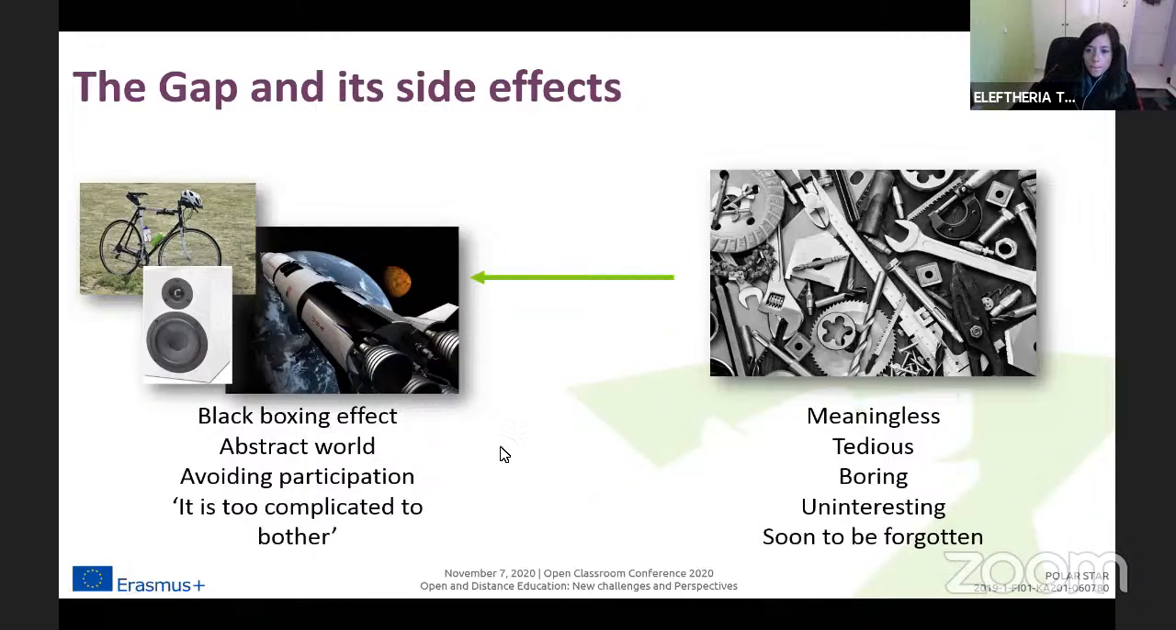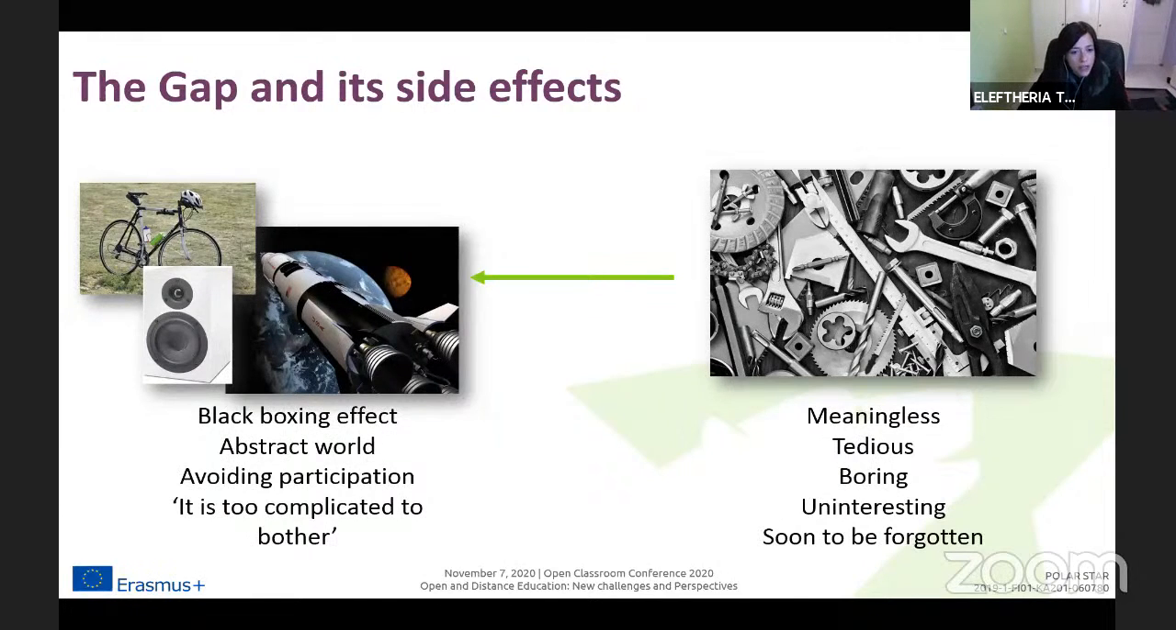So the problem is that how do we get from the standalone tools to the things that we make with these tools? And what happens is, because of this gap, the side effect is that what we teach our students in schools, they find that meaningless and tedious and really not interesting, and they forget it much sooner than we hoped for.